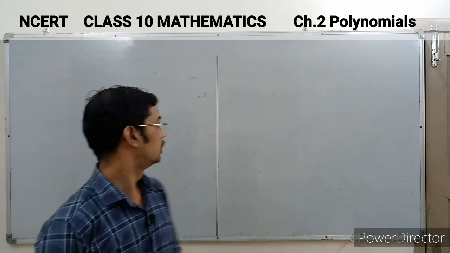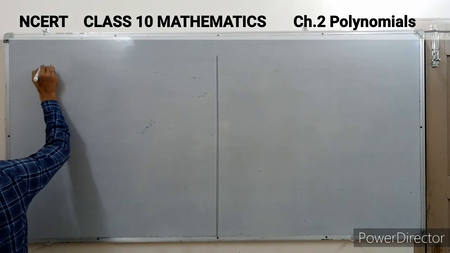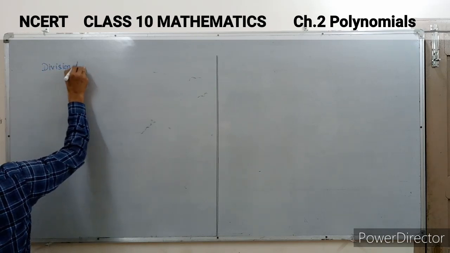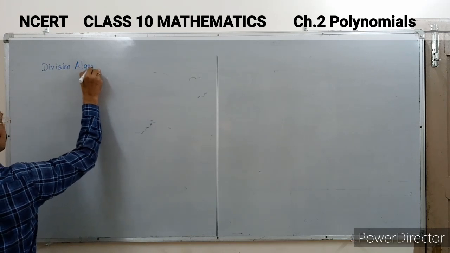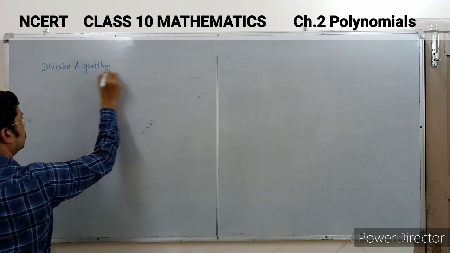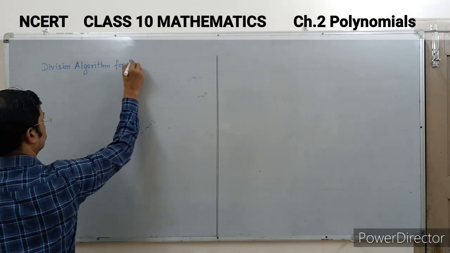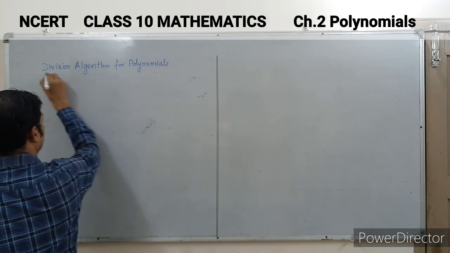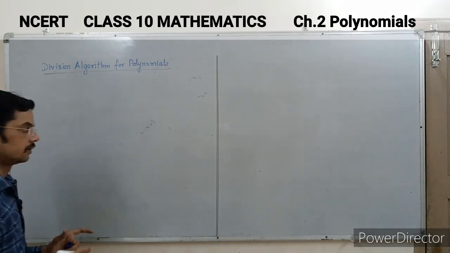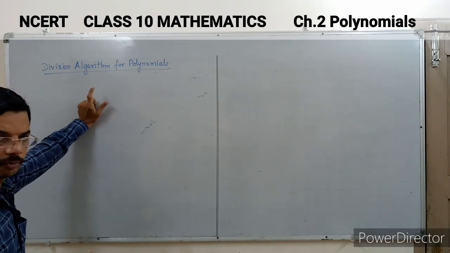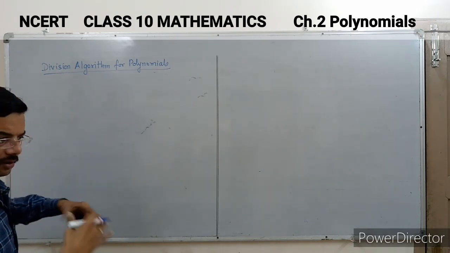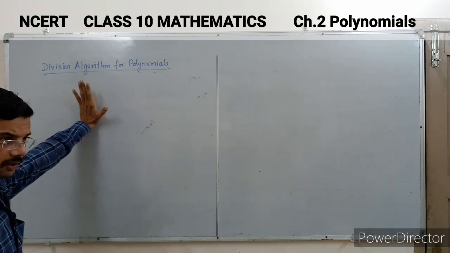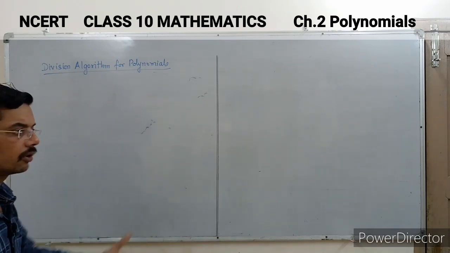Now we shall discuss the division algorithm for polynomials. Division algorithm for polynomials. In this case, we will be taking two polynomials, dividing one by the other, and then something will result. Let us see. We have already studied in class 10th, first chapter, the division algorithm for real numbers.